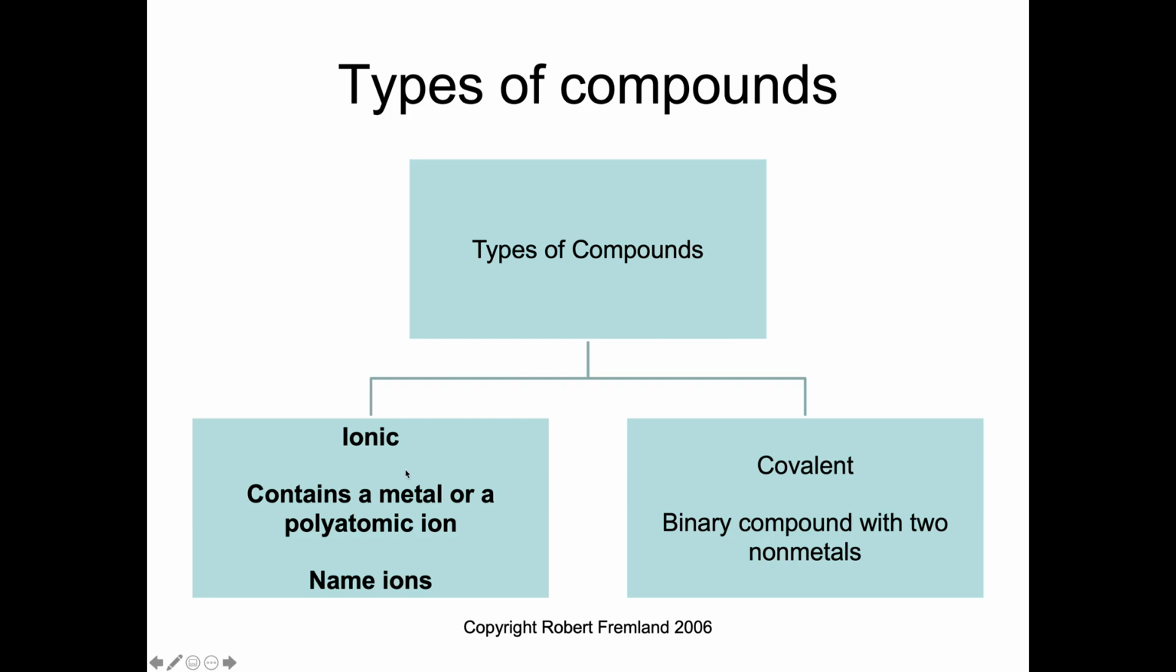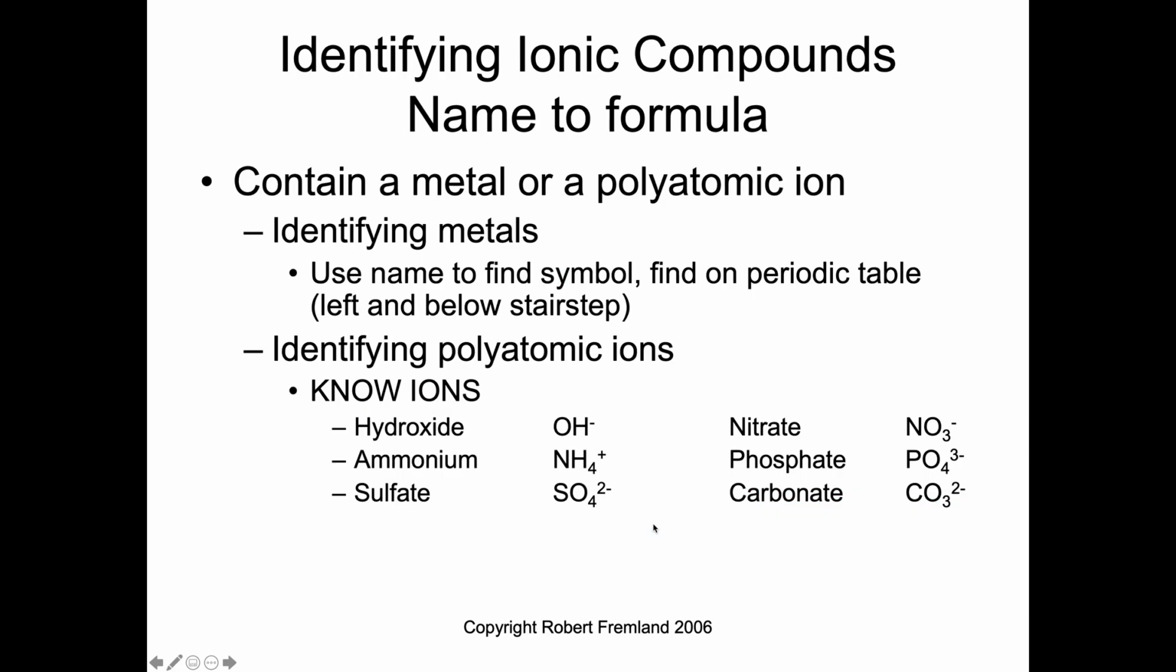All right, so again, ionic and covalent, this is the top of the flow chart. So ionic compounds contain a metal or a polyatomic ion. Covalent compounds we've talked about. So we're going to go name to formula, and then the second video will be formula to name. So the idea here is to go from name to formula. How do I know that the compound is ionic? As the flow chart said, they contain a metal or a polyatomic ion.